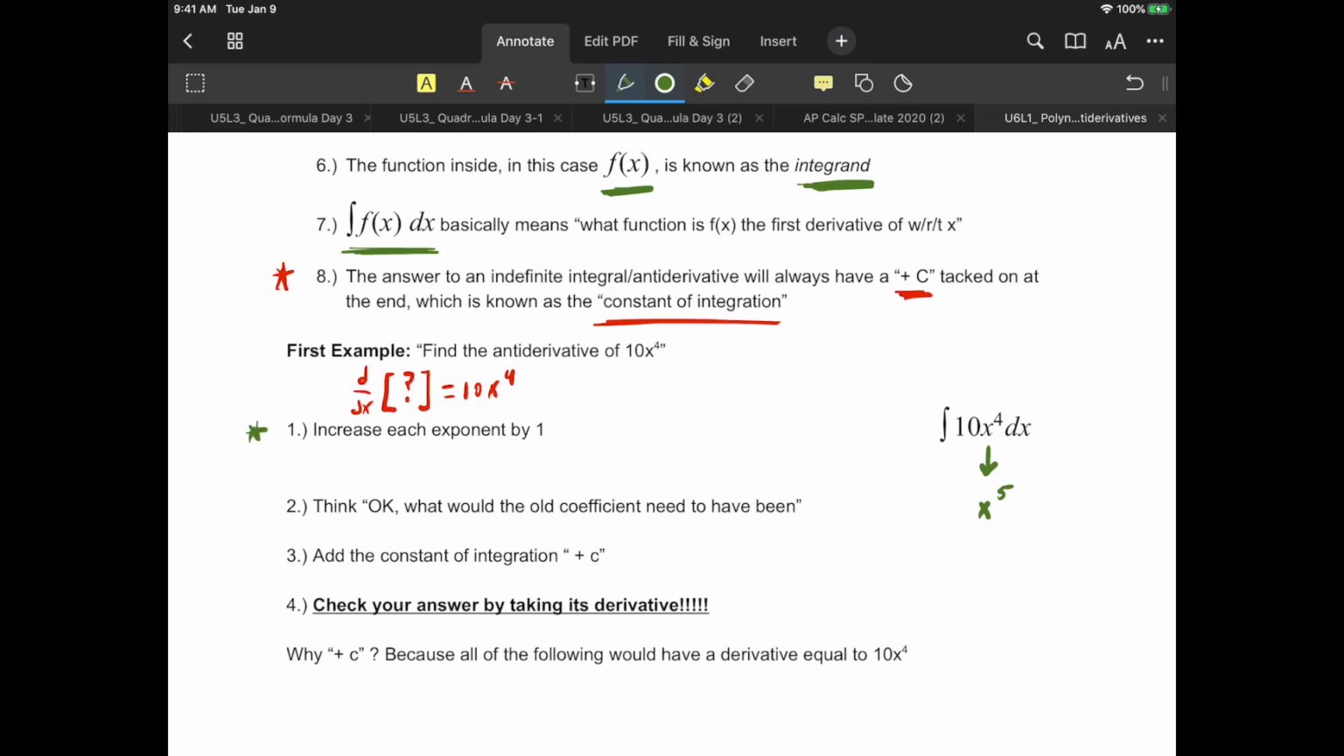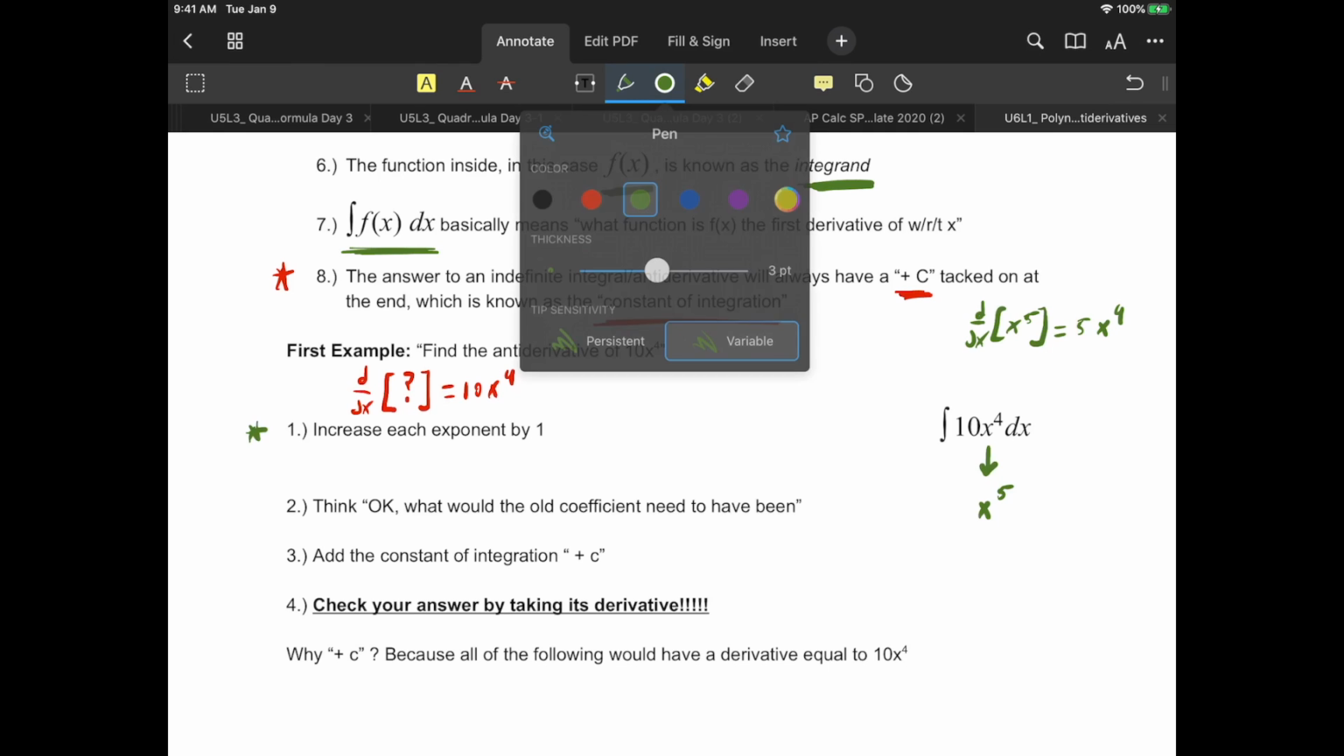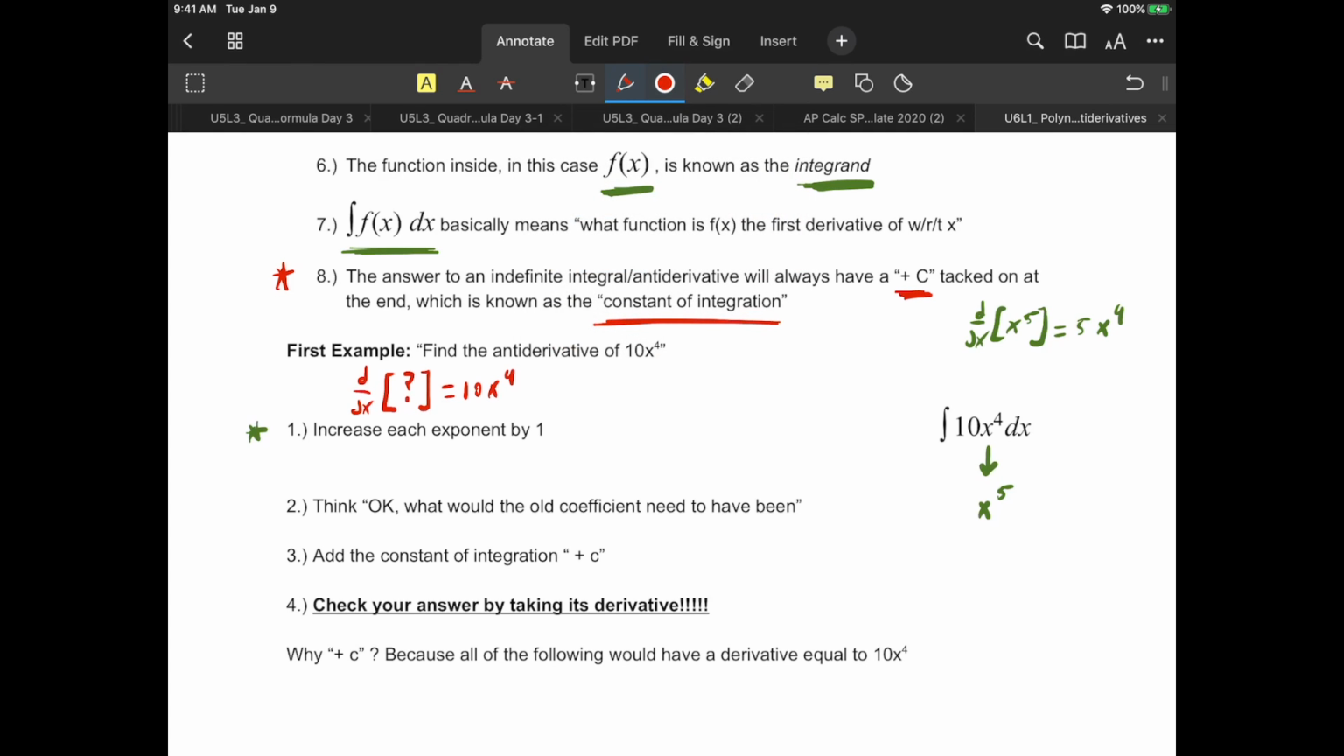Because if I took the derivative of x to the fifth, I'd have 5x to the fourth. So I'm really close. I have my x to the fourth, but I don't want 5x to the fourth. I want 10x to the fourth. So you just think about, okay, what would the old coefficient need to have been? Well, it would have to be a 2, because the derivative of 2x to the fifth would give me 10x to the fourth.